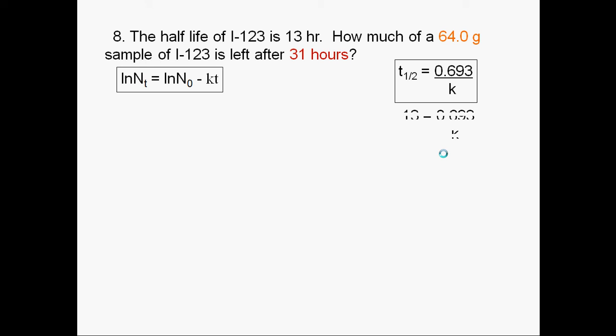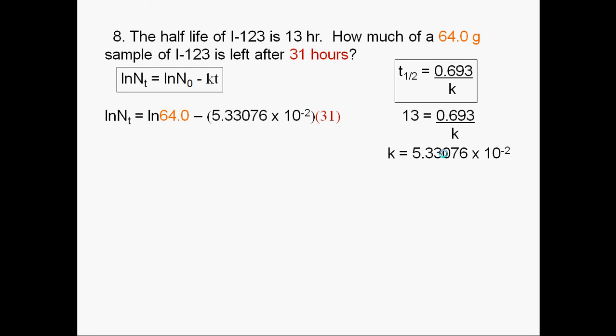So here's what I'm going to do. I'm going to start by solving for K, because I always seem to need to do that, so let's just get it out of the way now. I know the half-life is 13 hours, so I'll plug that in for my half-life, and determine that K is 5.33076 times 10 to the negative 2. And I can now plug that back into my first equation, the natural log equation.